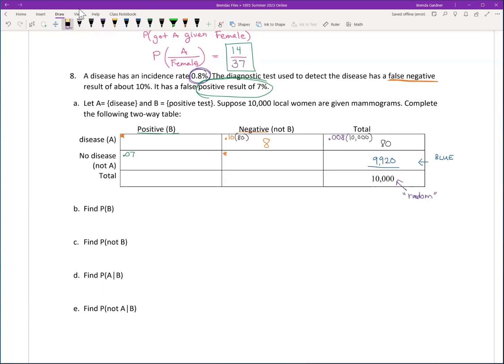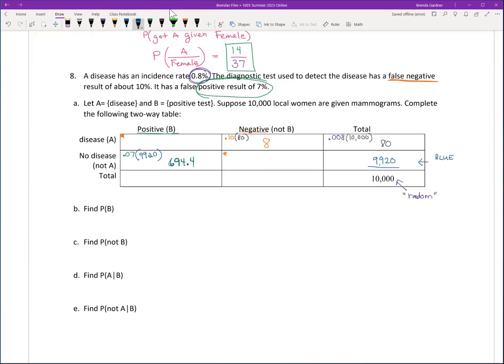So we have 7% of that row, which is 9,920. So I'm going to take 0.07 times 9,920. That's going to be 694.4. This is where, again, decimals are going to occur. That's okay. Please keep them until you get your end answer, and then you can round. The rest of these, I probably should have done that in green, but the rest of these can all be calculated by adding and subtracting.